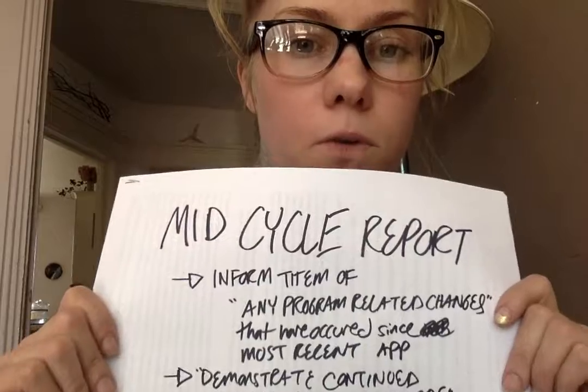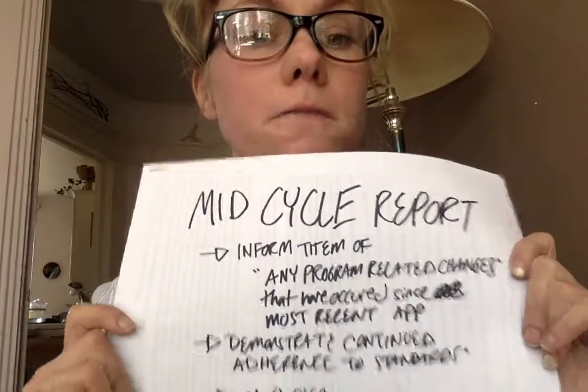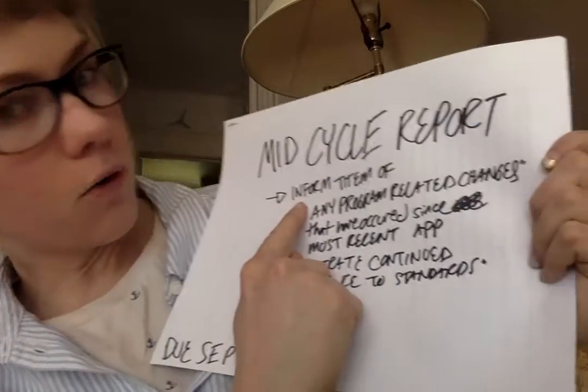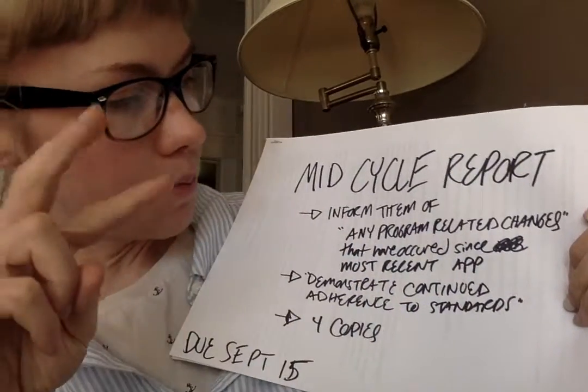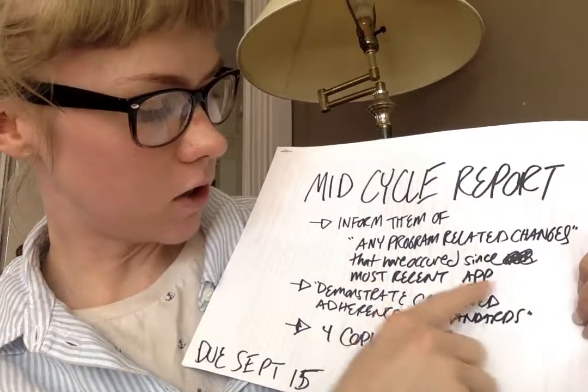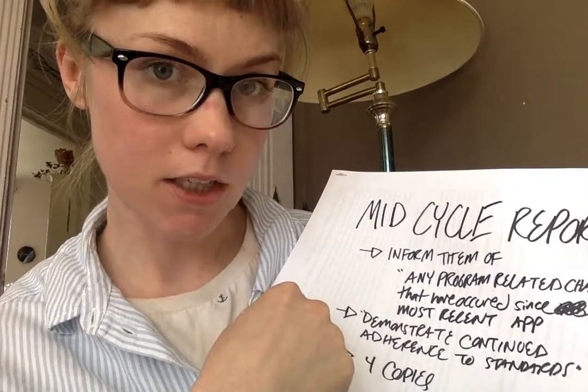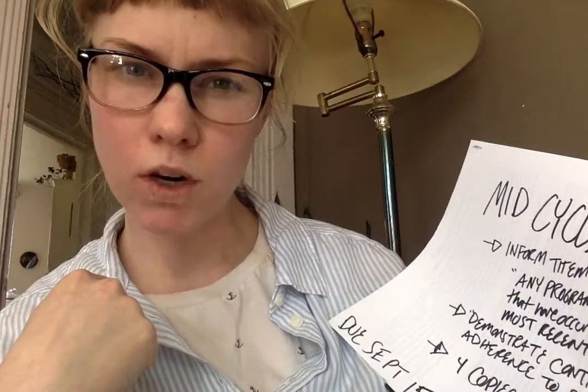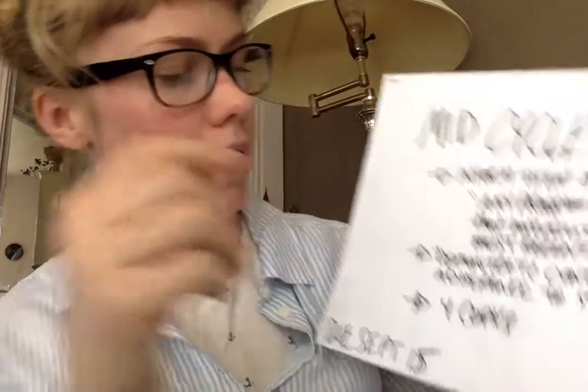Second is the mid-cycle report. So 4 years in, so the other thing we do every year, update the website. Every 4 years, we do a mid-cycle report. This is when we inform them of any program-related changes that have occurred since our most recent application to accredit. Any program-related changes. Interesting wording. That's all it says. So I guess we'll have to figure out what program changes are. I guess they mean changes in leadership.